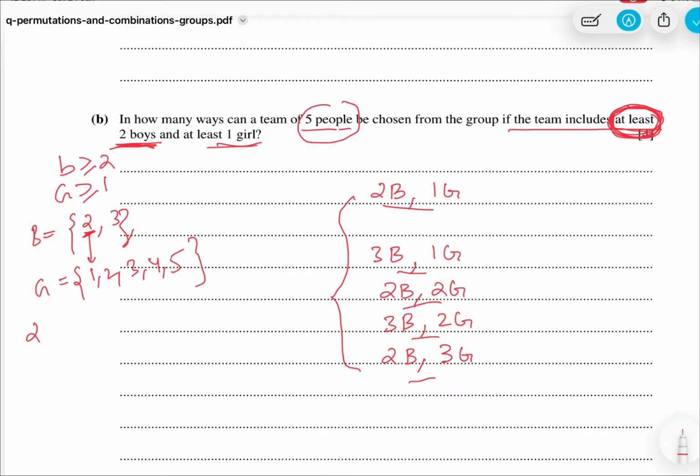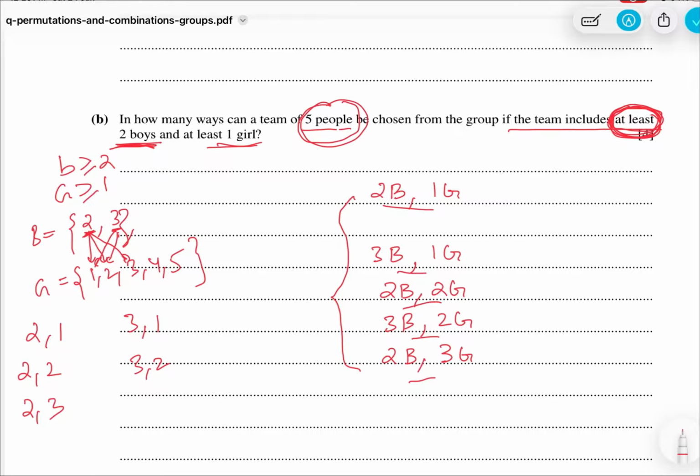2 1, 2 2, 2 3. Done? Now start from here. 3 1, 3 2. Can we go 3 3? No, we cannot go 3 3, learners. What are you doing? Can we go 3 3? We need 5 people.